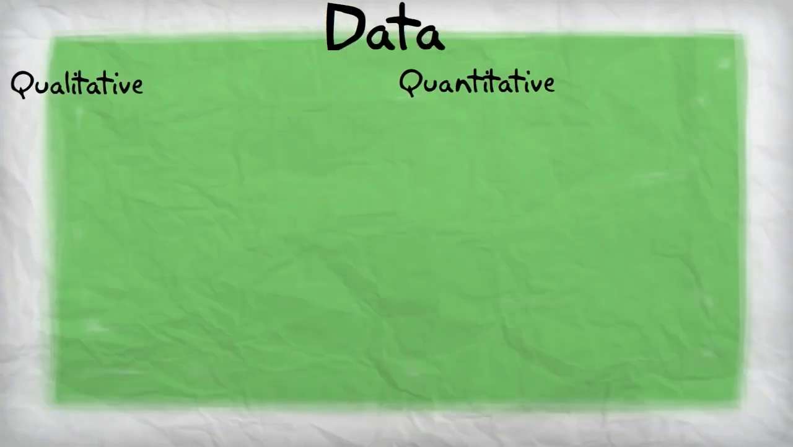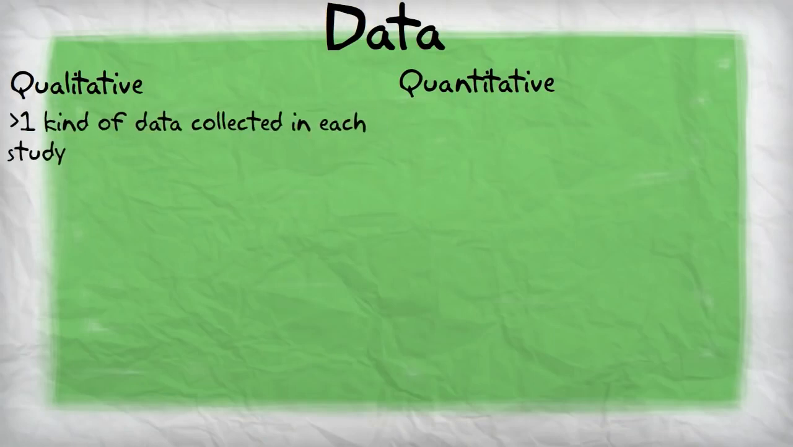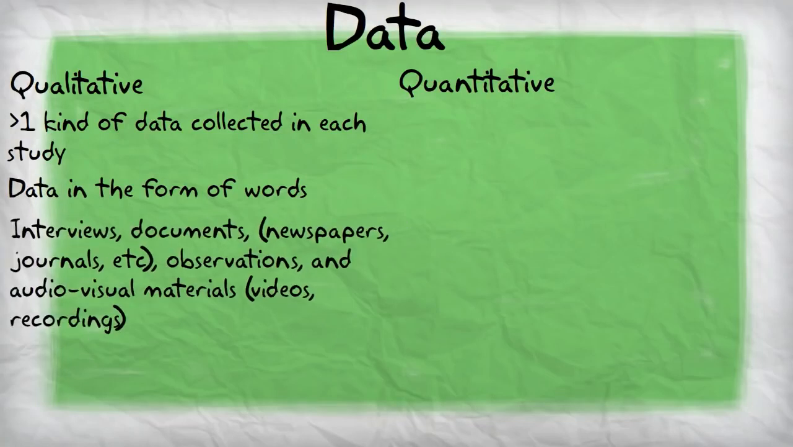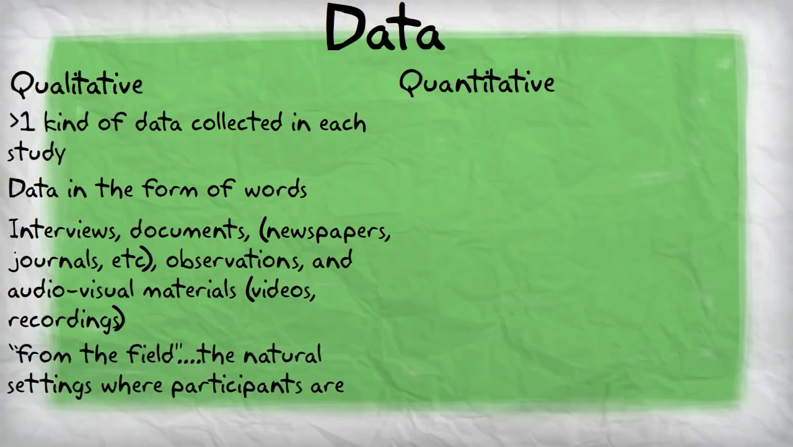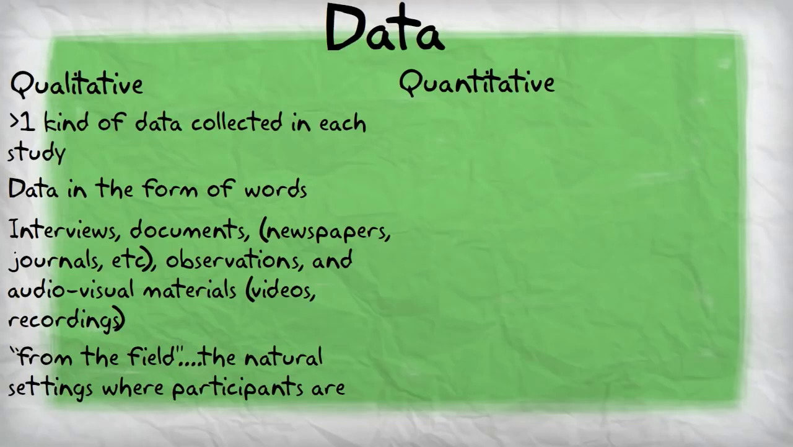Typically, in qualitative research, researchers collect more than one type of data in order to get a better, more holistic picture of what's going on in the field. The data used in qualitative research is almost always in what people say or their words. This data usually comes from interviews, documents like newspapers or journals, observations, and audio-visual materials like videos or audio recordings. Researchers usually obtain multiple types of these kinds of data in order to answer a research question. All of this data comes from the field, which means the natural settings where participants are. In qualitative research, researchers go into the field and spend a lot of time there interviewing and observing the participants and their environments.